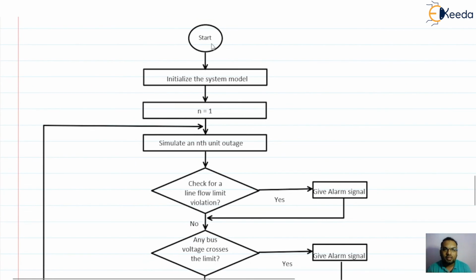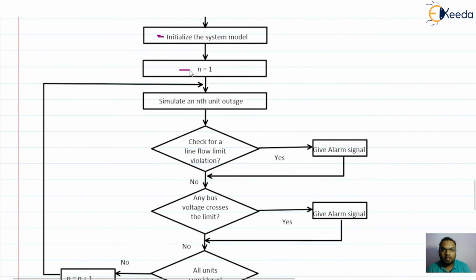The flow chart says first start, then initialize the system model. As per the requirement you can go with the system modeling. Put n equal to 1, that is the unit number, n indicating the unit number. Simulate the nth unit outage. Consider the nth unit out, let's say we have n units, any unit you consider, and simulate the outage of that unit.